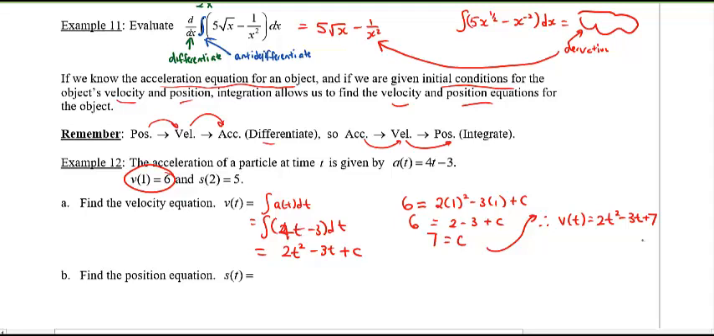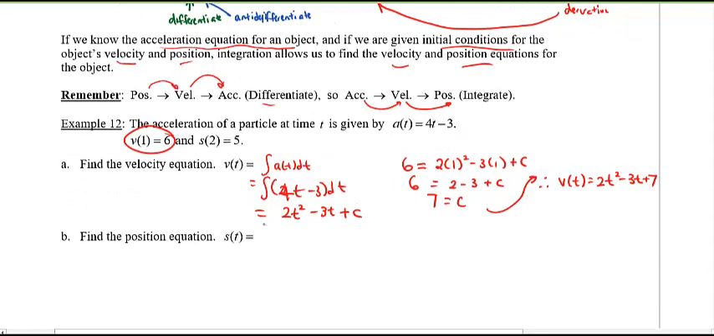And now if I ask you to find the position, I just want you to take the integral of velocity. So I'm going to ask you to do this and see if you can come up with the actual integral and then figure out plus c. Go! Don't forget the 2 in front.